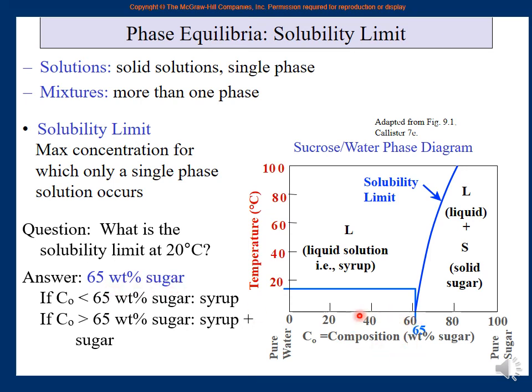So if the concentration is less than 65 weight percent sugar, then we will have a completely liquid phase, because the solubility limit is 65. So if we have dissolved only 40% sugar, then it will be a clear liquid. But if you have dissolved more than 65, say 80, then there will be liquid and there will be solid particles of sugar. We can see that. So this is solubility, and we have now taken a material which is not a pure material. There are two materials, water and sugar here. So when we have a solution or a mixture, we are talking about the solubility limit. Let us move.